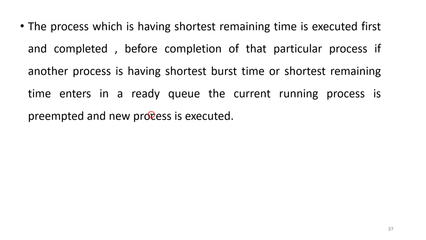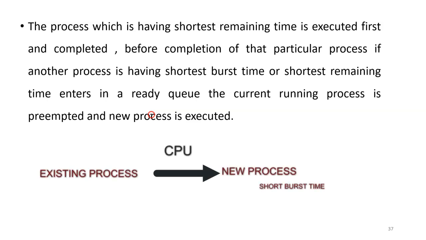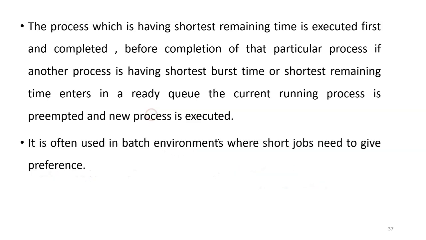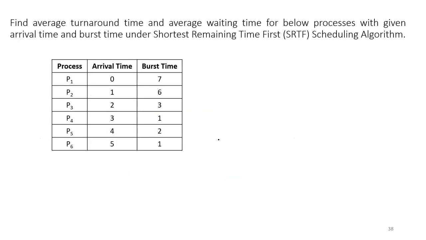There is a process in the running state and there is another new process which requires less time to execute than the running process. In that case, CPU will be taken away from the running process and will be assigned to the new process. It is often used in batch environments where short jobs need to be given preference.